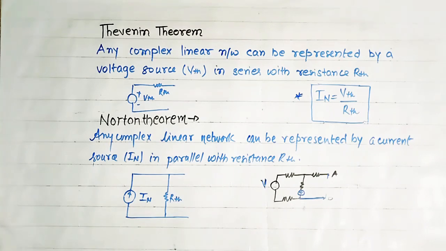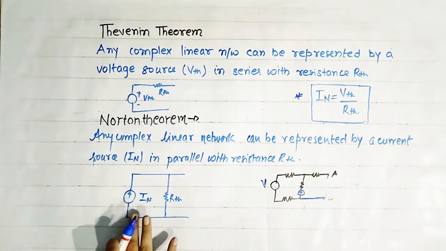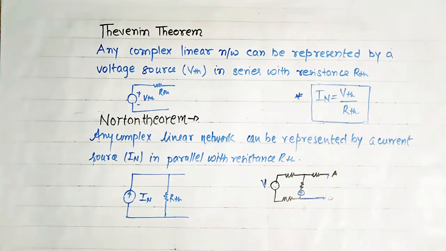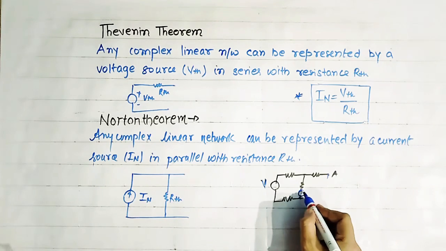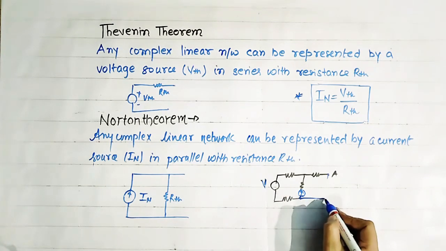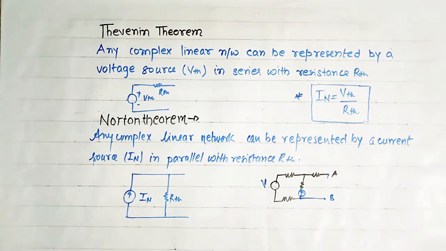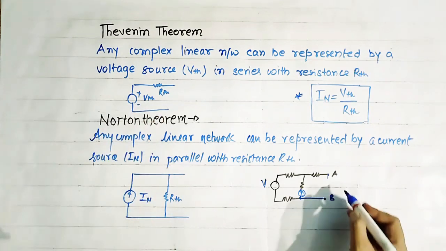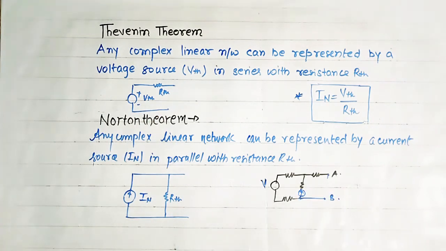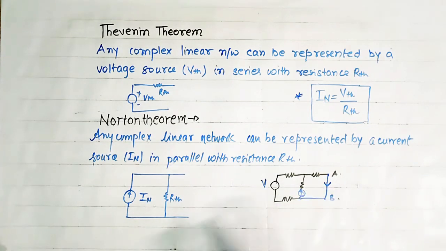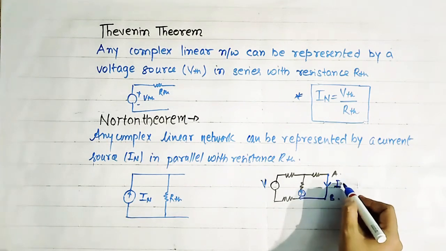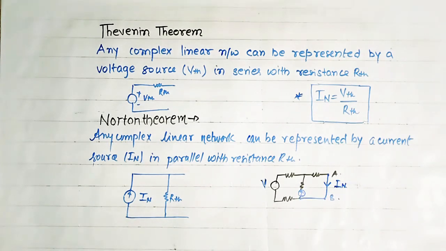Now we will understand the significance of VTH, Norton current and RTH by taking an example. Suppose this circuit is given. For this circuit, Thevenin voltage VTH means the voltage across this terminal AB. And Norton current means if I short this terminal AB, then whatever current flows through this branch is called Norton current.